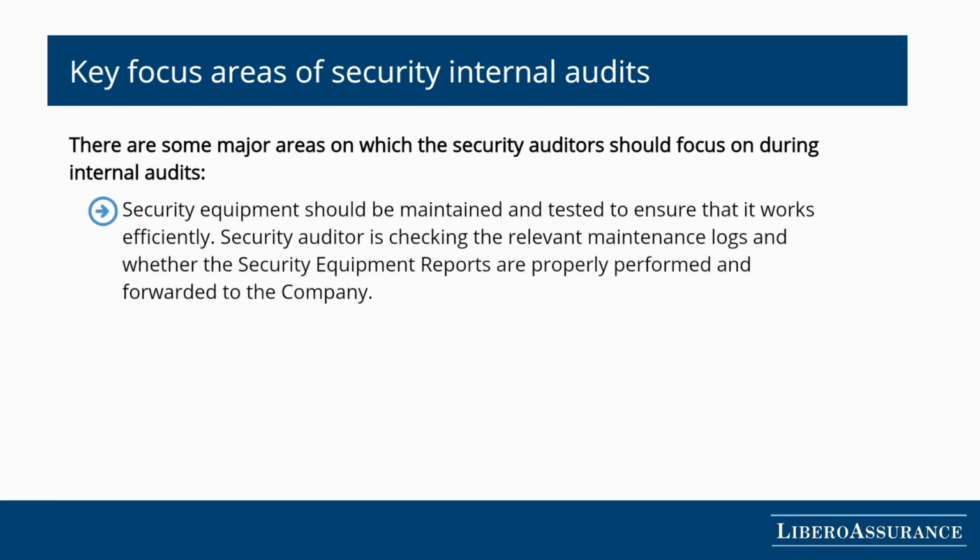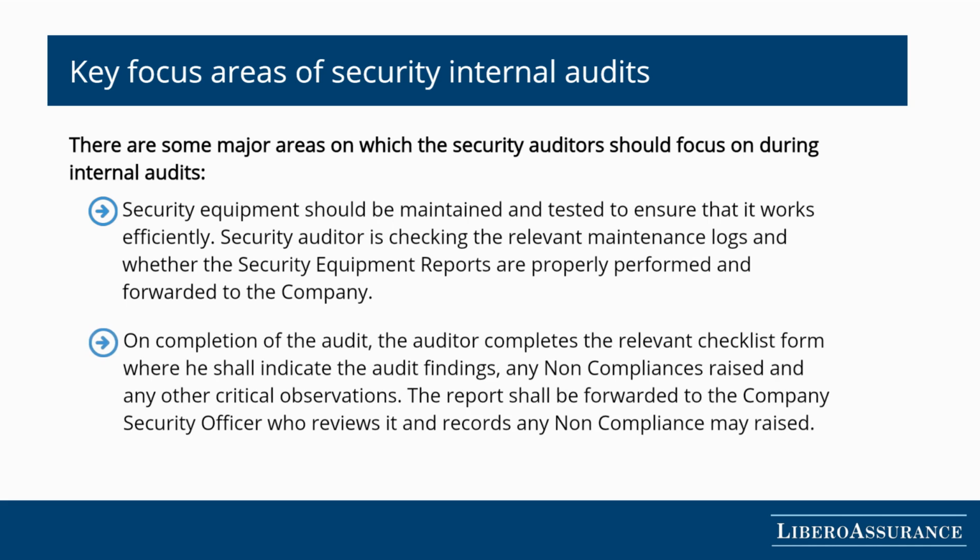Security equipment must be regularly maintained and tested to ensure operational readiness. The auditor reviews maintenance logs and checks if security equipment reports are properly completed and submitted to the company. At the end of the audit, the auditor fills in the official checklist, noting any findings, non-compliances, or critical observations. The completed report is then sent to the company security officer, who reviews the findings and records any identified non-conformities.